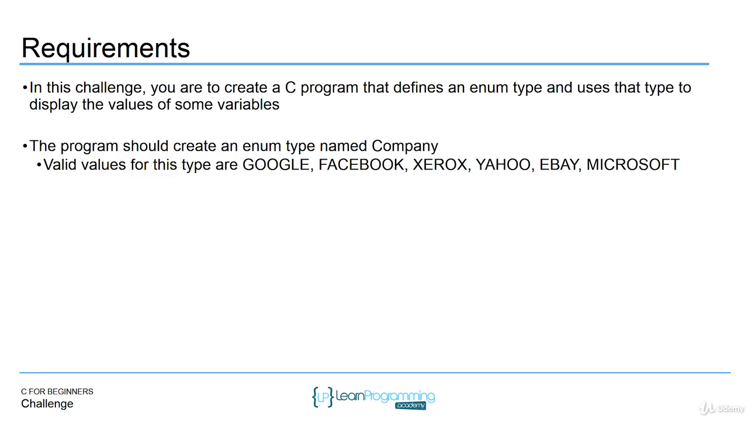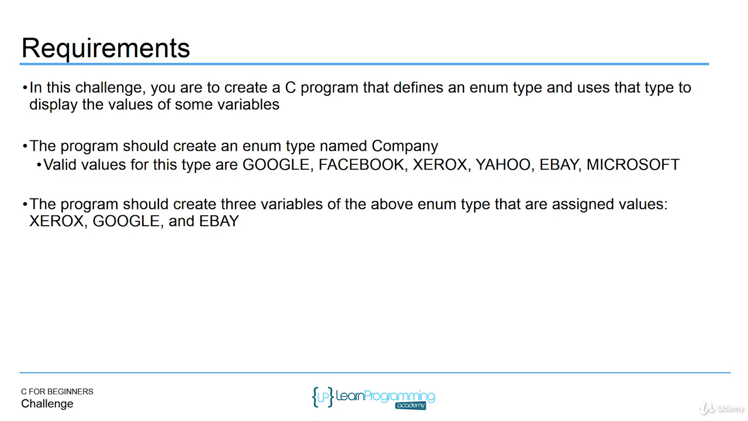But in this code, we want the program to create an enum type named company. And for this enum type, the only valid values are Google, Facebook, Xerox, Yahoo, eBay, Microsoft. All caps. And also, the order is important because they represent integers, so it should be the same order as well. Google should be first, Facebook second, and so forth. Xerox is kind of out of place there, but that's okay. So we're going to create this enum type because that's the first thing you do with enums. You create the type, and then you use the type.